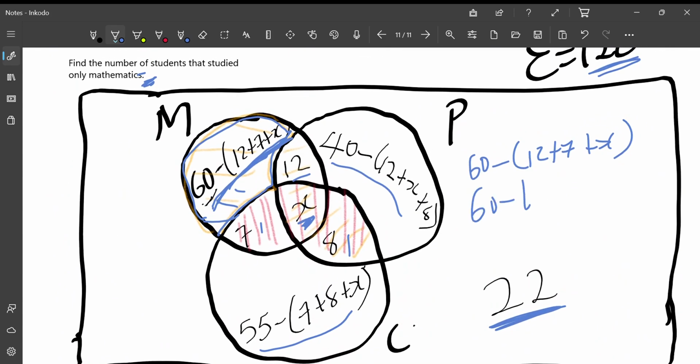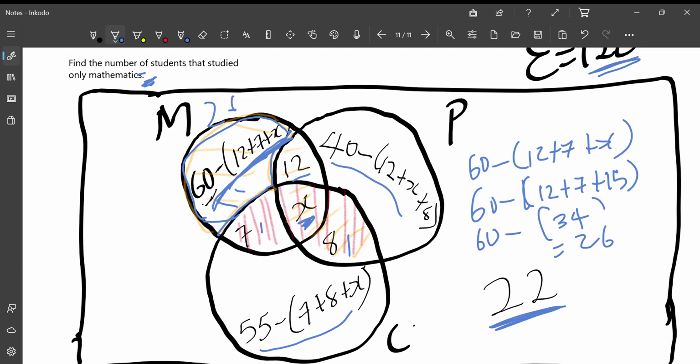All right. This is now 60 minus 12 plus 7 plus 15. All right, 60 minus, what is 12 plus 7 plus 15? That's 19 plus 15, that is 34. So 60 minus 34 is equal to 26 students. So 26 students did only mathematics.